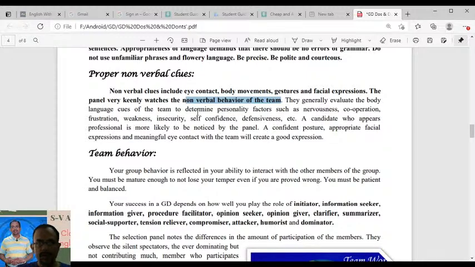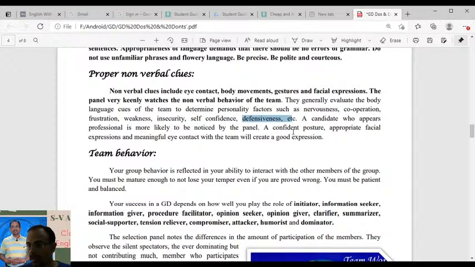They generally evaluate the body language cues of the team to determine personality factors like nervousness, cooperation, frustration, weakness, insecurity, self-confidence, defensiveness. So this is what is expressed through your body language. Therefore, they see all these body language attributes also, right? A candidate who appears professional is more likely to be noticed by the panel. You should keep your cool, be professional, and whatever you speak, speak with clarity, right? Have appropriate body language and have politeness in your tone.